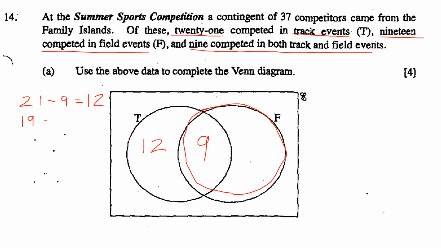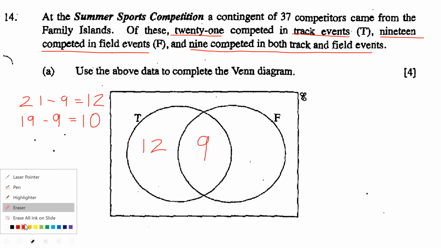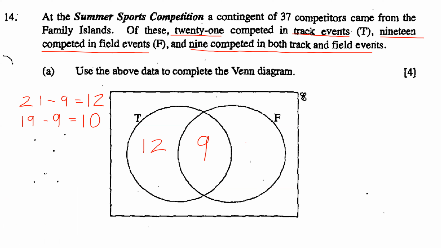So we're going to say 19 minus 9. And what is 19 minus 9? That's going to be 10. Okay. So 19 minus 9 is 10. So that means that we have inside here 10. All right, so the Venn diagram so far, we have 12, 9, and 10. But if we add 12, 9, and 10, that's only 31.